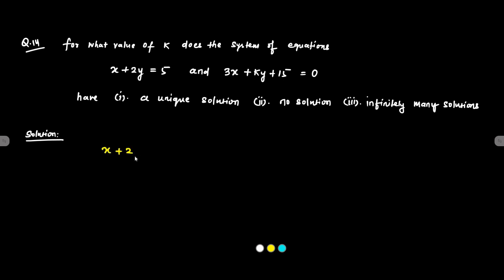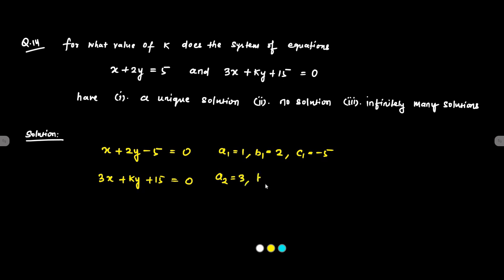First, x + 2y - 5 = 0, and 3x + ky + 15 = 0 is already in standard form. The values of coefficients and constants: a1 is equal to 1, b1 is equal to 2, c1 is equal to minus 5, a2 is equal to 3, b2 is equal to k, c2 is equal to plus 15.